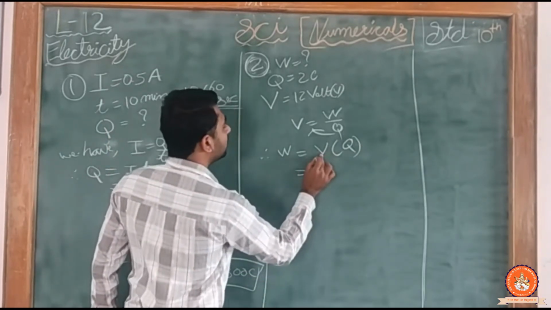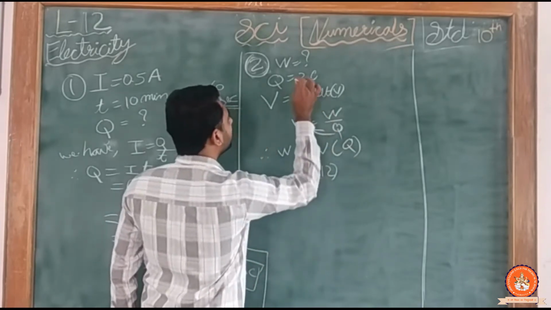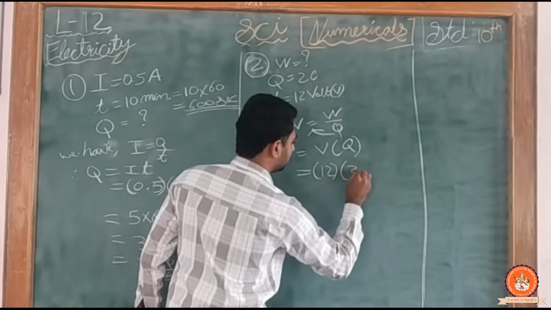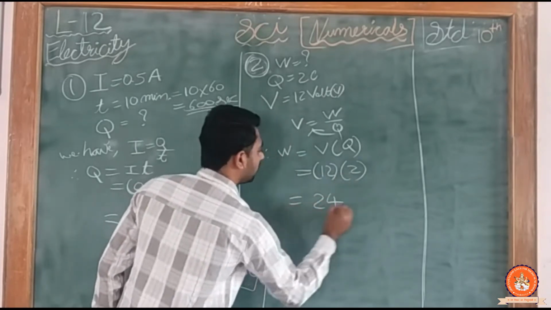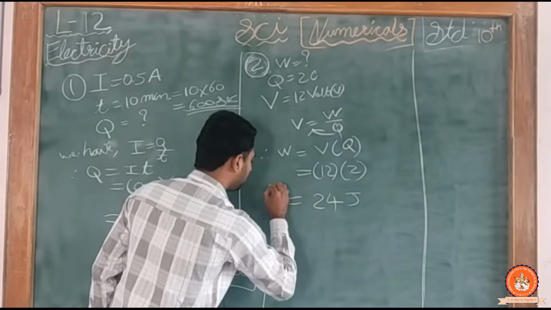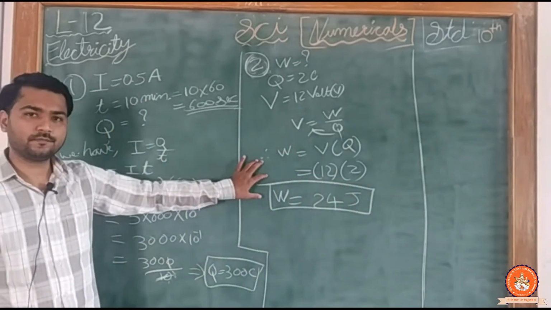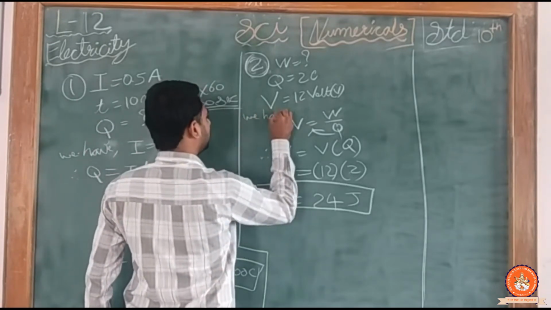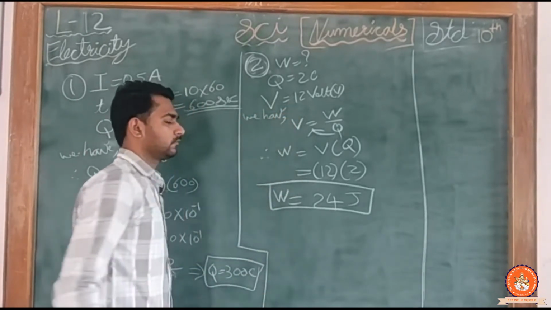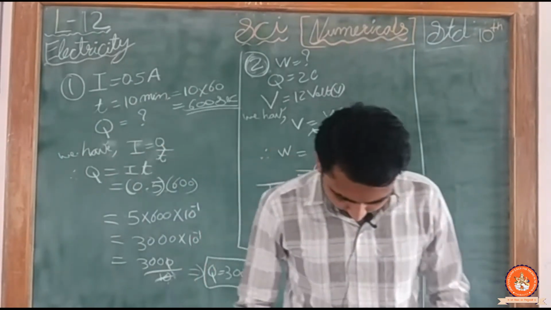Now place the value of V is 12, place the value of Q is 2. Now 12 into 2 is 24 joule. W is equal to 24 joule. This is your solution. So you can write here. पता चला, ये क्वेश्चन नंबर 2 है.